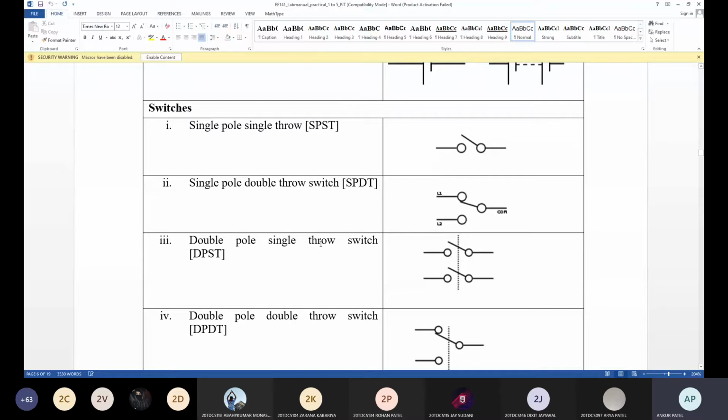Where can we use this double pole single throw? Any idea? Anyone? DPST? Yes. Where? Any idea? You are using this at your home. A two-way switch. Yes. But in which applications can we use this? Suppose in your house, where can you use this?